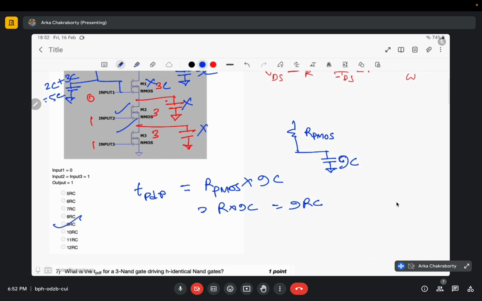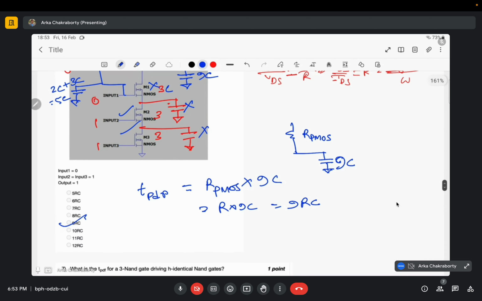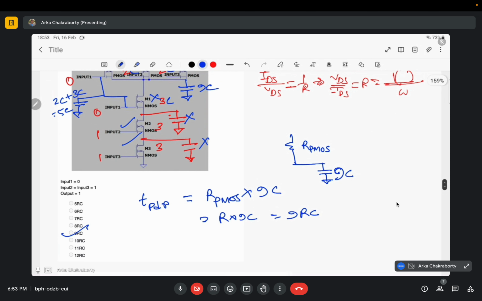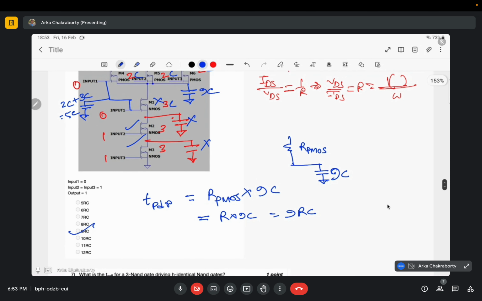Now you might ask why I'm not using the ln2 value, 0.693. If I take an ideal input, I'll write ln2 RC, but if it is a non-ideal input like this, with finite rise time and fall time, then I'll take simple RC. It would be much more accurate. Any confusion? Sure.